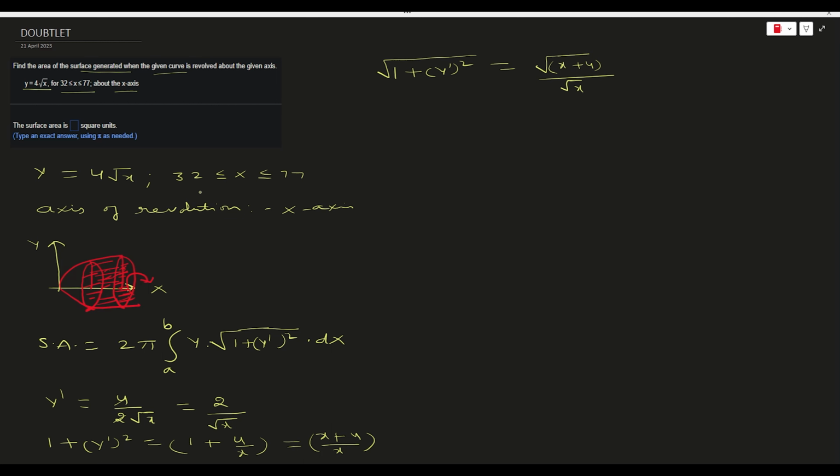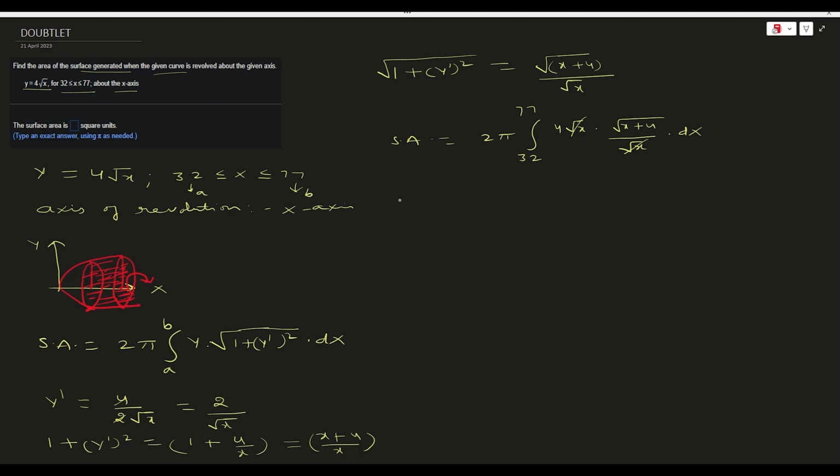and from here we can write the value of a and b. So this 32 will be a and this 77 will be called b. So if we solve this, this will become 2 pi integration from 32 to 77 of y times, so y means 4 under root x, multiplied by root of x plus 4 divided by root x, multiplied by dx. So this root x will be cancelled and this 4 will be taken out.